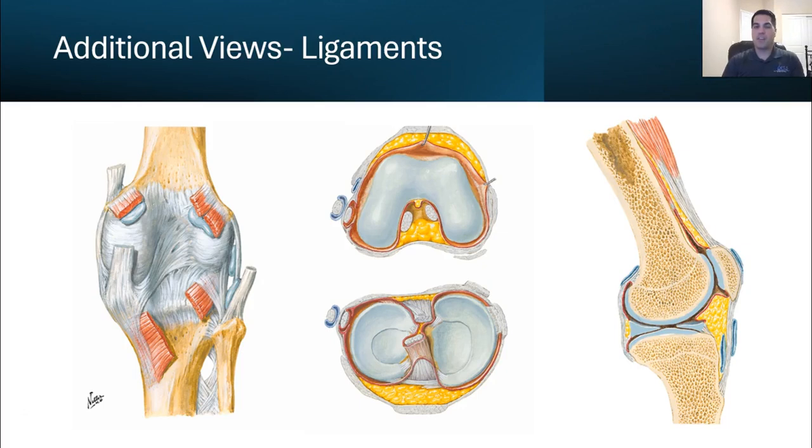The most common one that gets thrown around is patellar tendonitis. That's going to happen at the patellar tendon here.